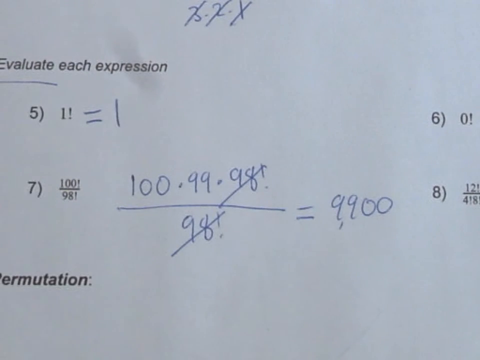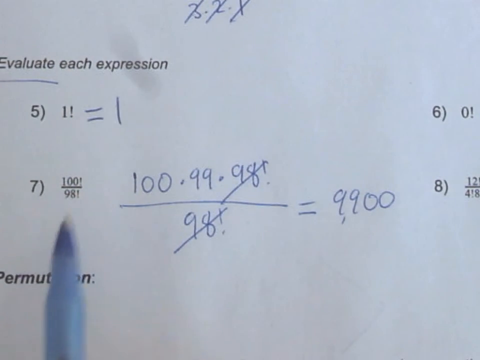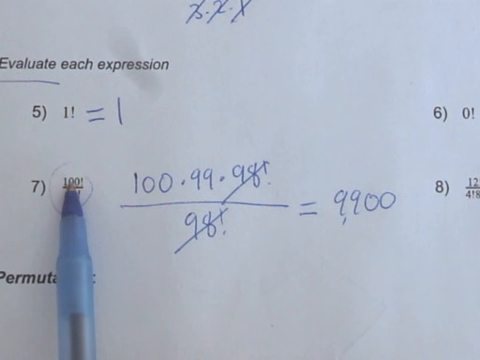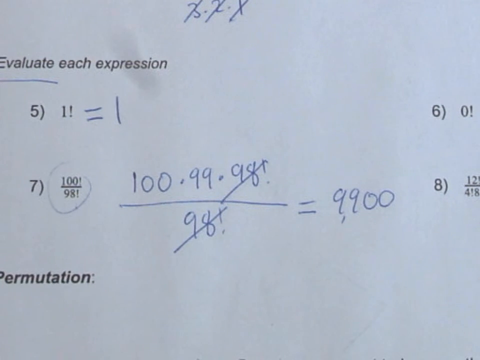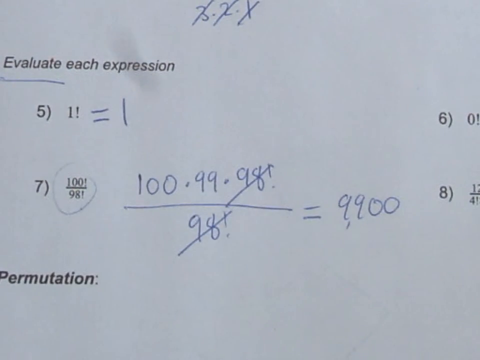So I don't even need a calculator for that one. Now again, this idea, when you have a division or a fraction, you can think of it as your start and your stop. So it's like start counting down from 100, and when you hit 98, you're done. Don't even go to 98. 98 and below, you're going to throw away. So that's what's going on here.